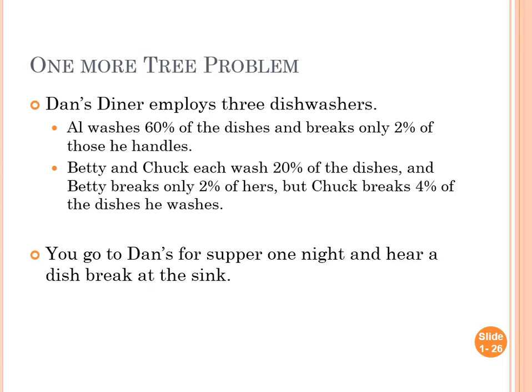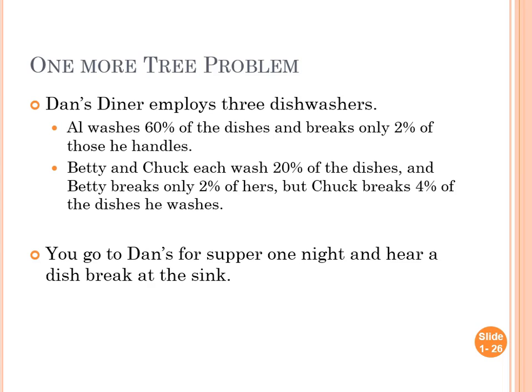Let's say at Dan's diner there are 3 dishwashers, Al, Betty, and Chuck. And Al washes 60% of the dishes, Betty and Chuck each wash 20% for a total of 100%. Now Al's a good dishwasher, he only breaks 2%, and Betty only breaks 2% of her dishes, but Chuck, he's clumsy, he breaks 4% of his dishes.